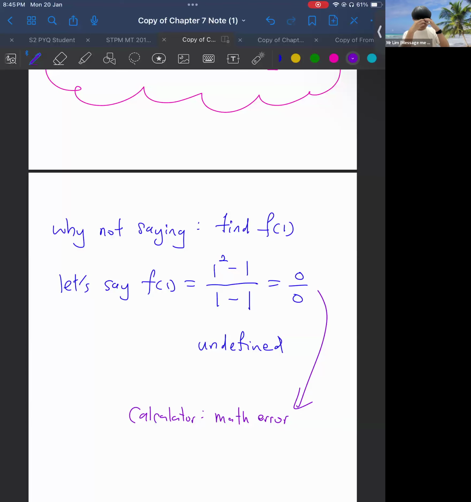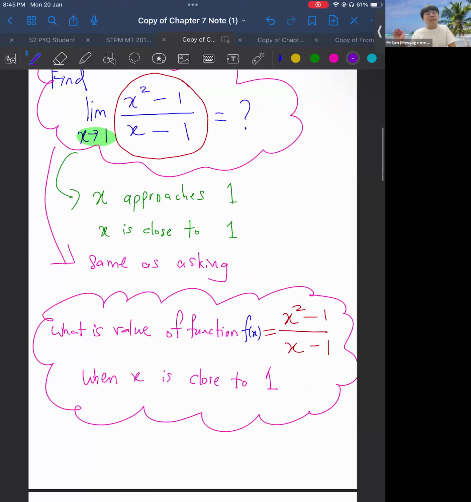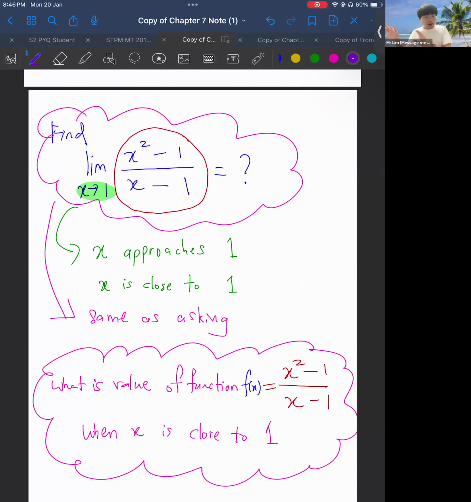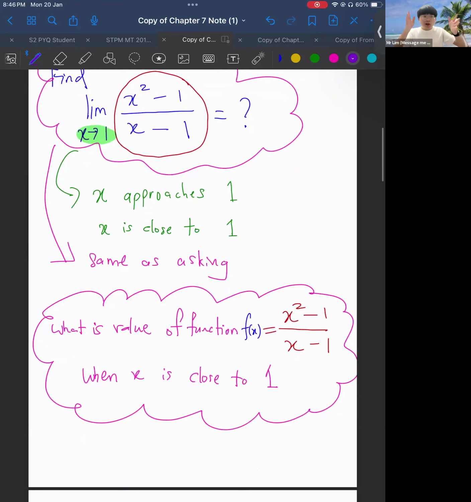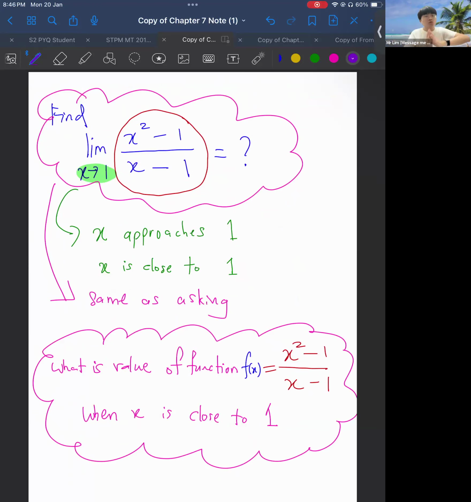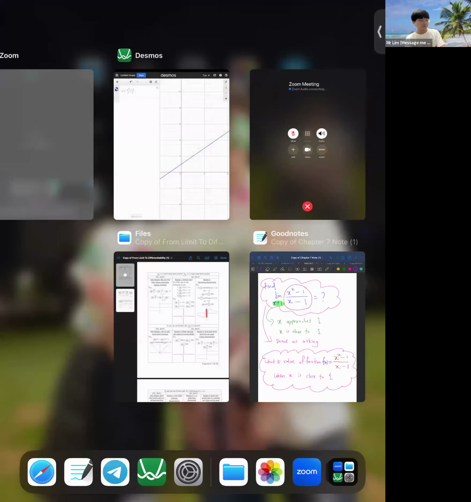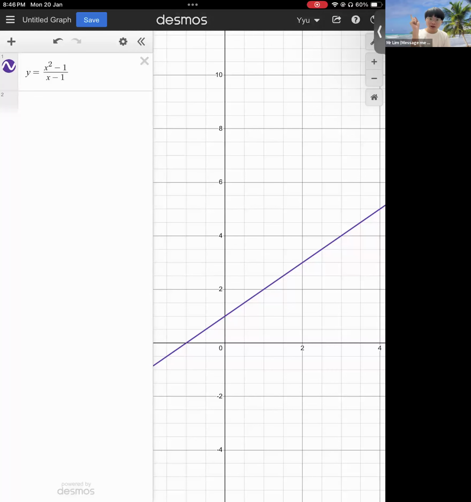But let's look at this problem. I don't want to find it at 1, because it's undefined at 1. But what about the value when it is near 1, close to 1 but not exactly 1? Now let's look at this graph. If you are using a laptop, use your mouse to click the graph and drag over it. If you are using a hand device, that is easier.